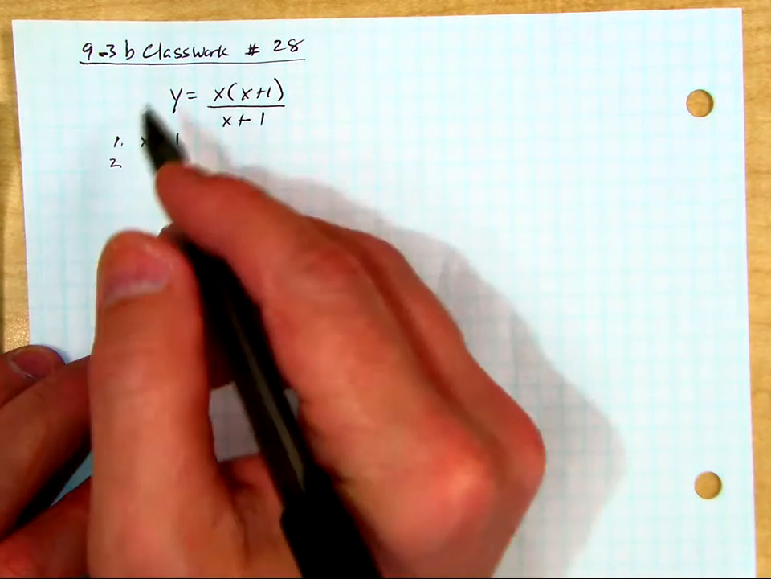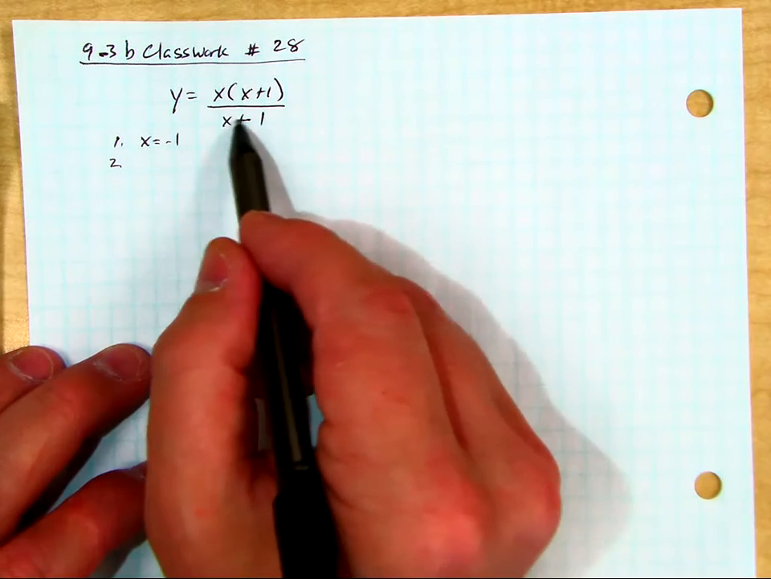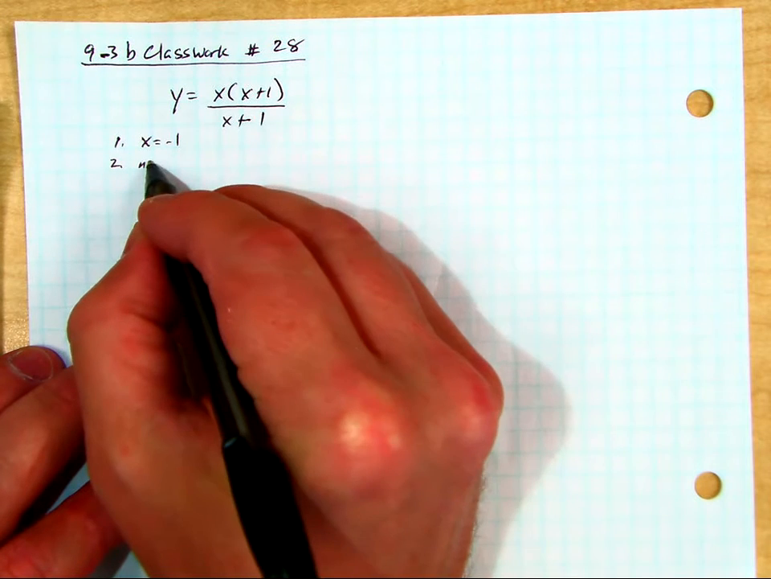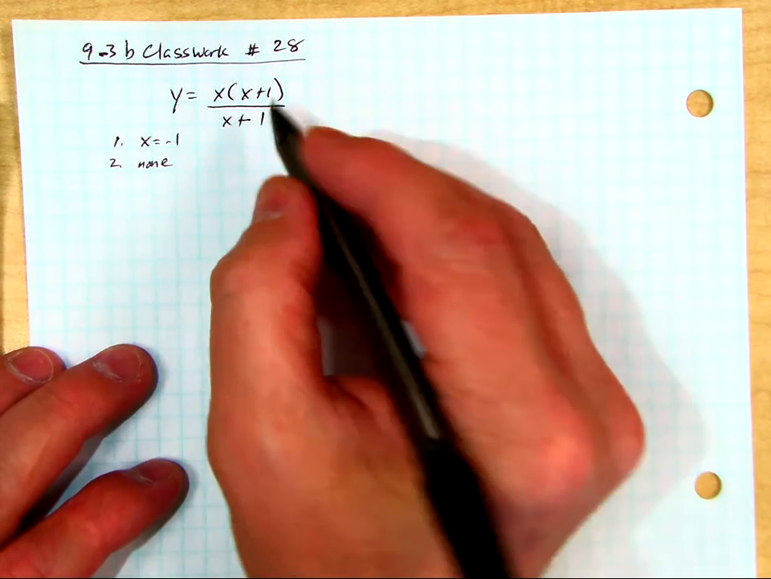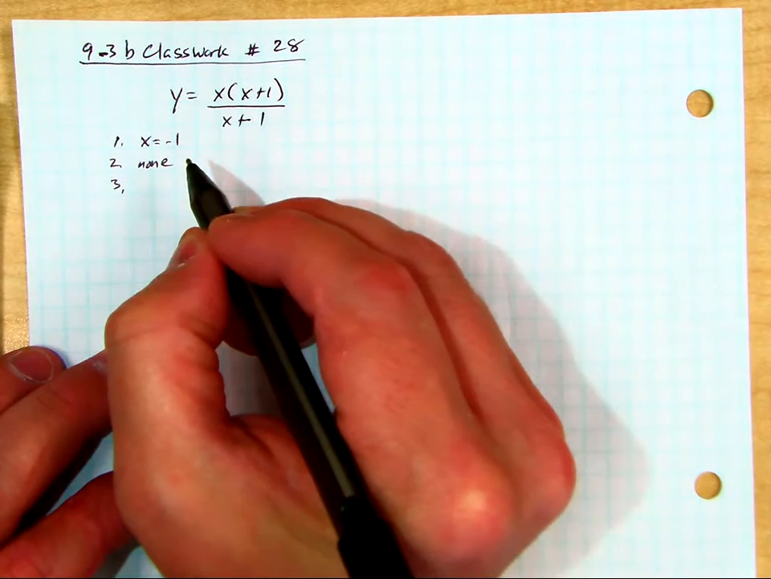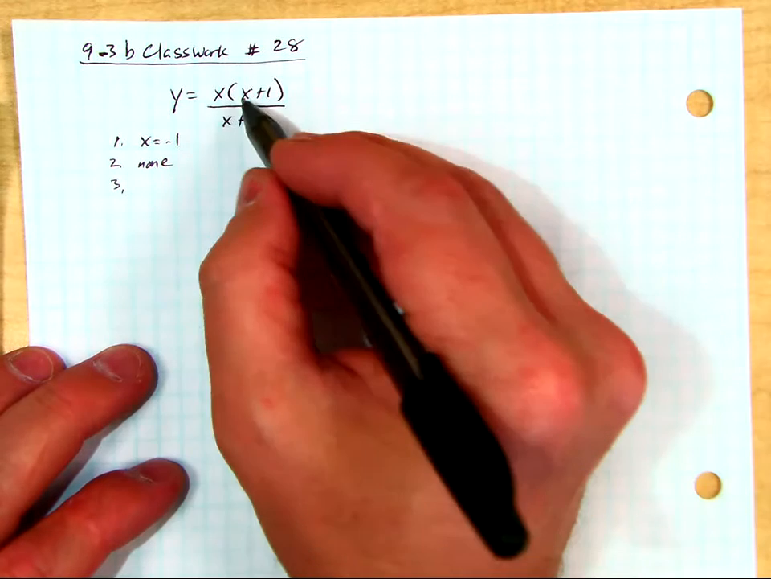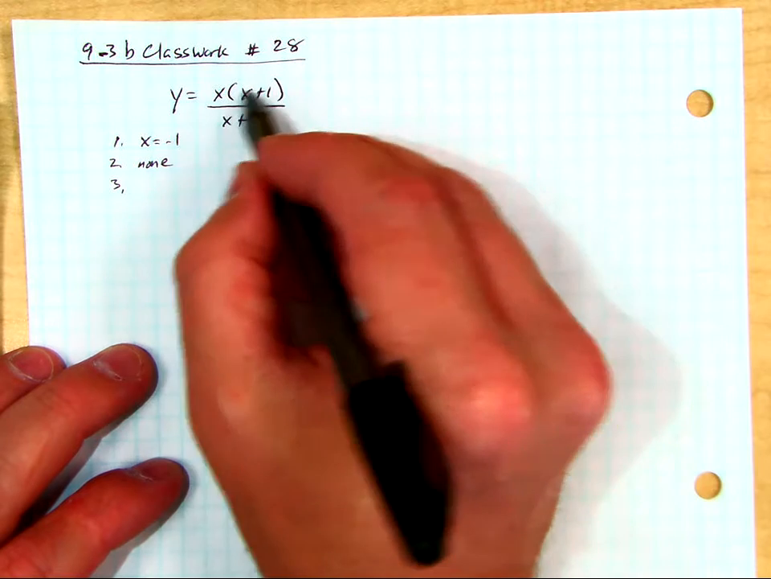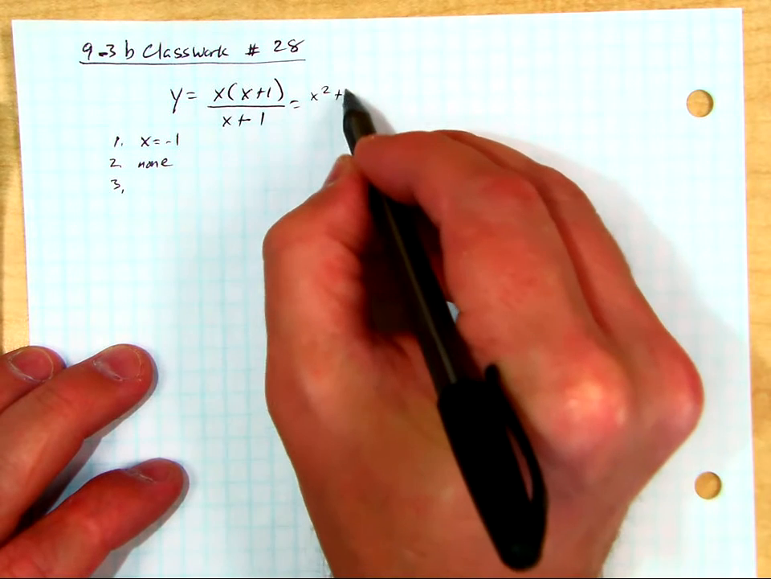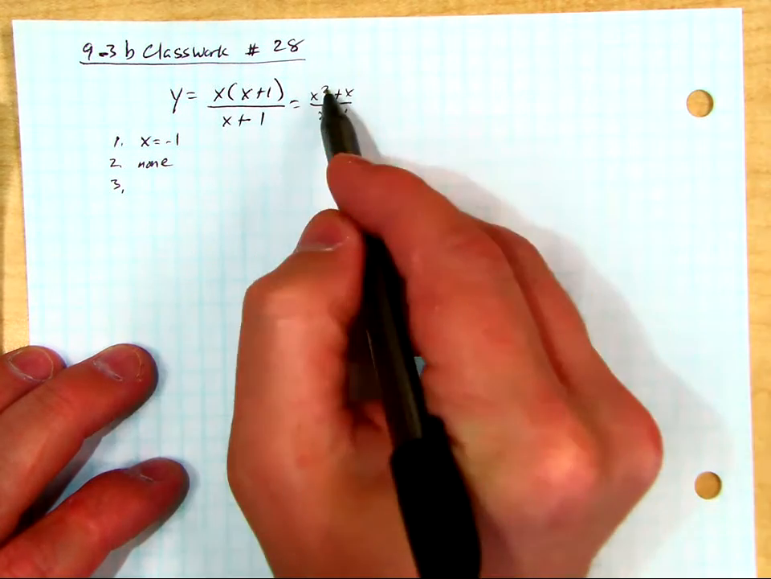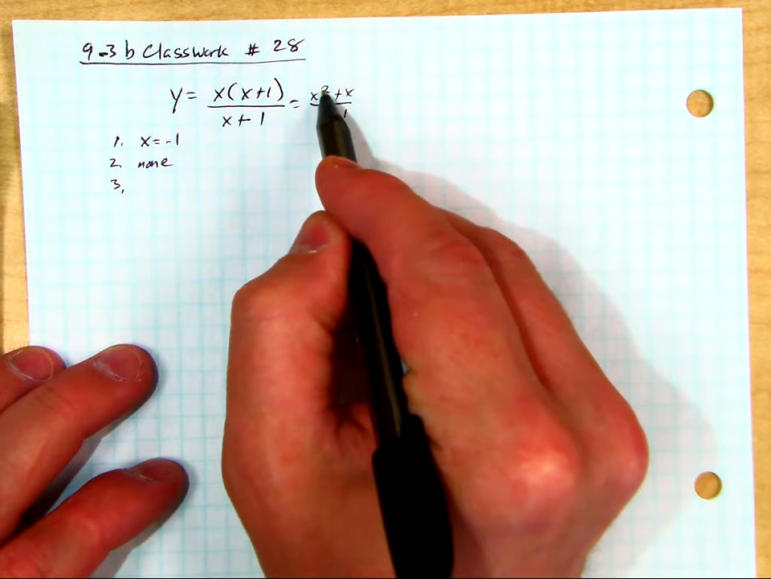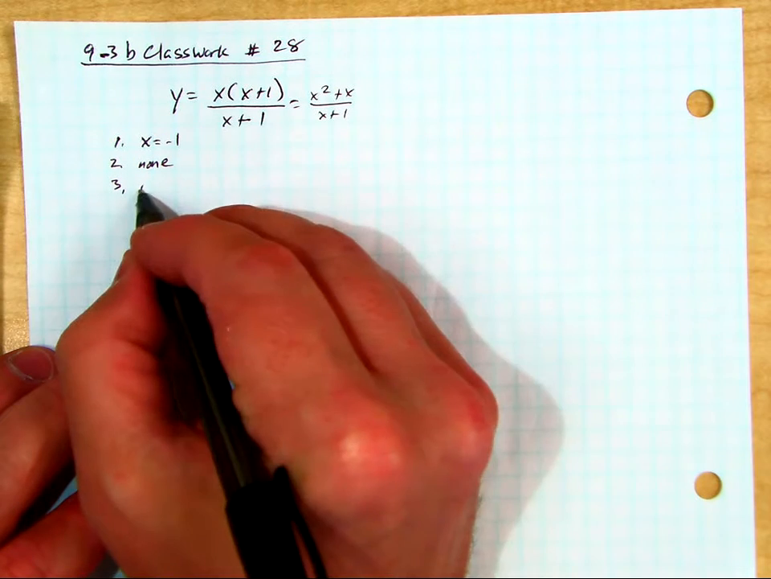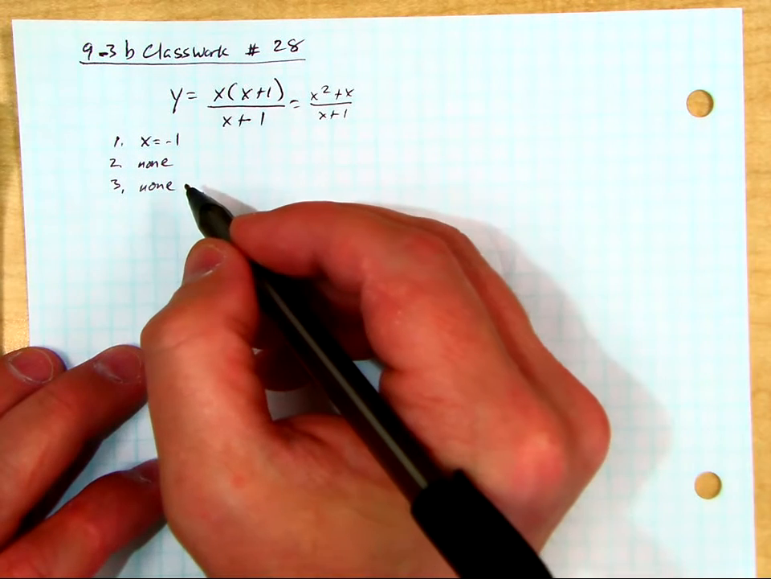Vertical asymptote. Vertical asymptote is what other zeros of the denominator are left over. Well, there's none. So there's no vertical asymptotes in this case. Let's talk about horizontal asymptotes. Horizontal asymptotes, we do degree analysis on top and bottom. Well, there's two x's up here. If you multiplied this out, you would get x squared plus x, and over x plus 1. The degree of the numerator is greater than that of the denominator. If the degree of the numerator is greater, that means there's no horizontal asymptotes either.